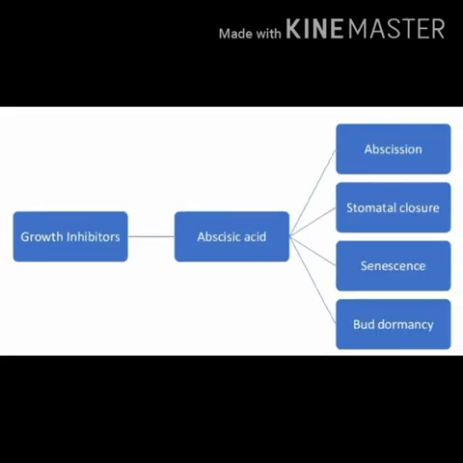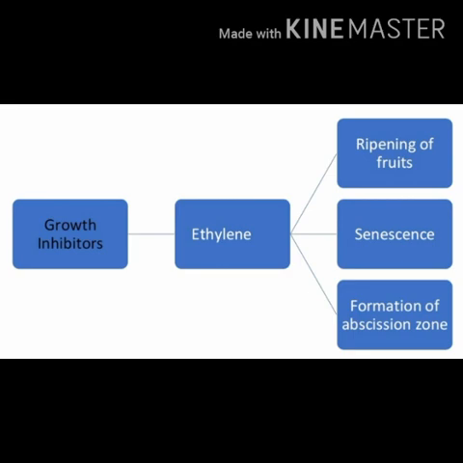The next hormone is abscisic acid, which is a growth inhibitor. It helps in abscission, stomatal closure, senescence, and in bud dormancy. And the next growth inhibitor is ethylene. It helps in ripening of fruits, senescence, and it forms the abscission zone in old leaves, flowers, and fruits. So these are all about the plant hormones. In the next video, we can see about the hormones which are present in animals.